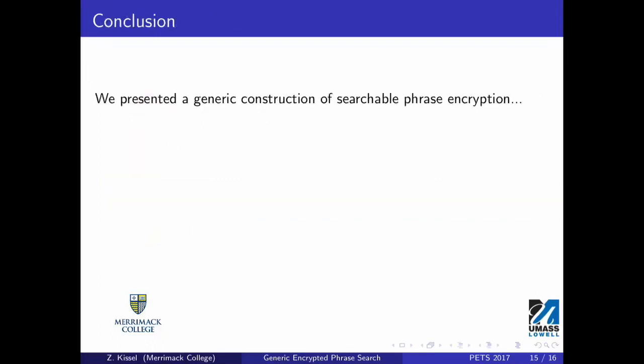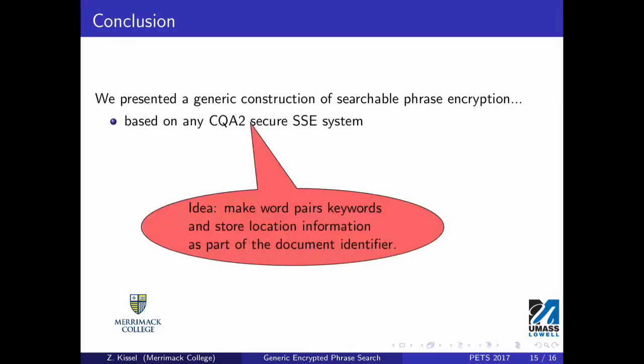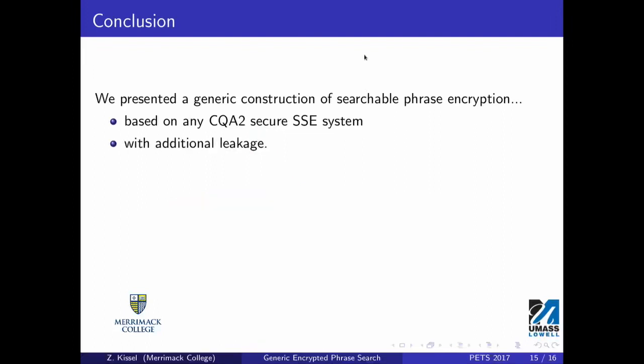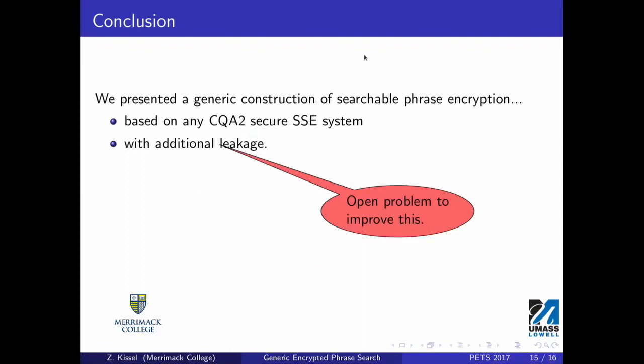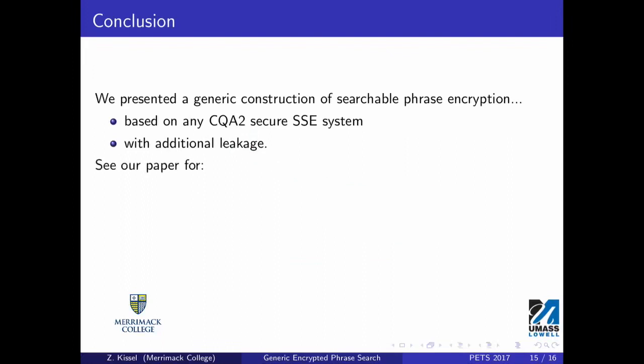So in conclusion, we presented a generic construction of searchable phrase encryption based on any CQA2 secure SSE system. The idea, again, was to make word pairs keywords and store location information as part of the document identifier. We had the cost of additional leakage, which is an open problem to improve this. It's non-trivial. And see our paper for additional constructions, including dynamic-based constructions. This is just the simplest one.